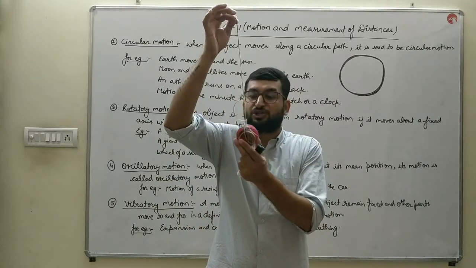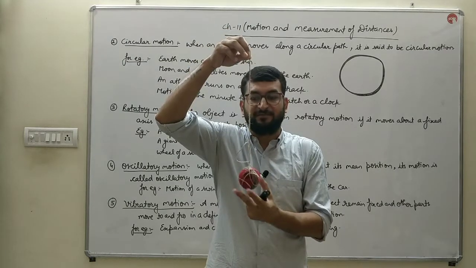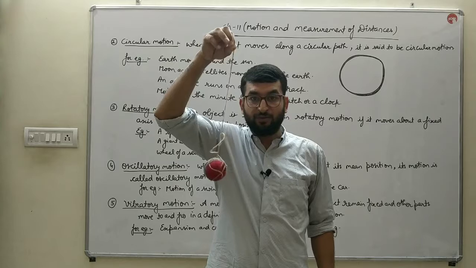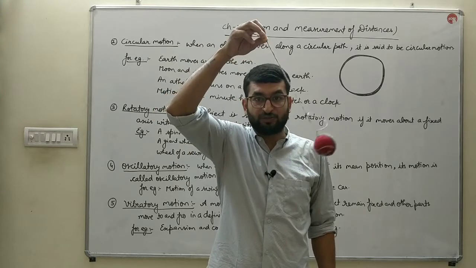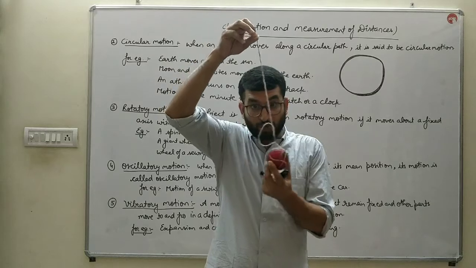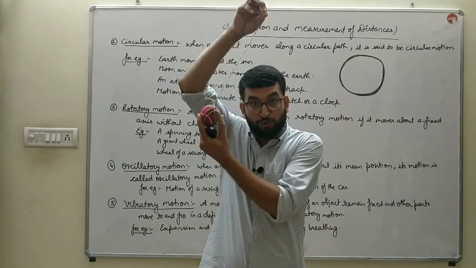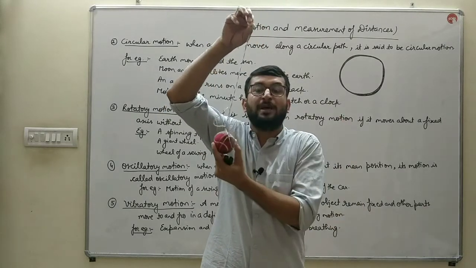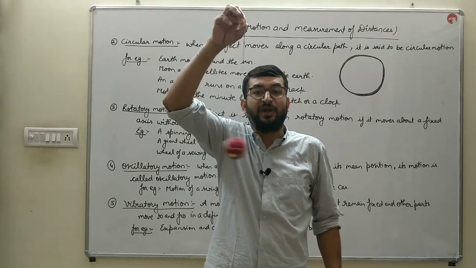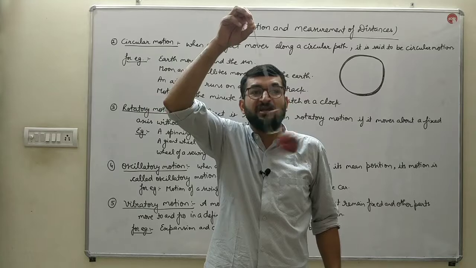Tie a ball or a stone with the help of a thread. This is the mean position of this ball. When you allow this thread to move, this ball moves to and fro, back and forth around its mean position, and this is known as oscillatory motion.